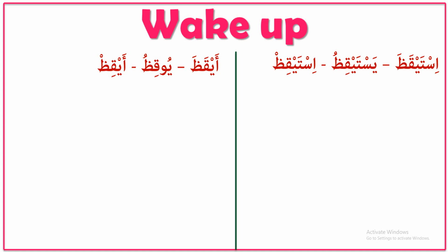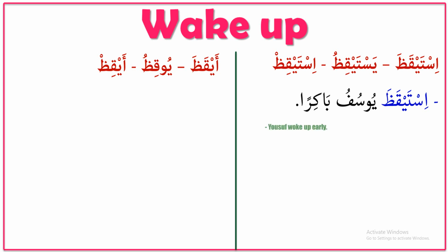And let's see some examples. Please look at the first. استيقظ يوسف باكرا. It means Yusuf woke up early. استيقظ means woke up, Yusuf, باكرا, early. That's in past.